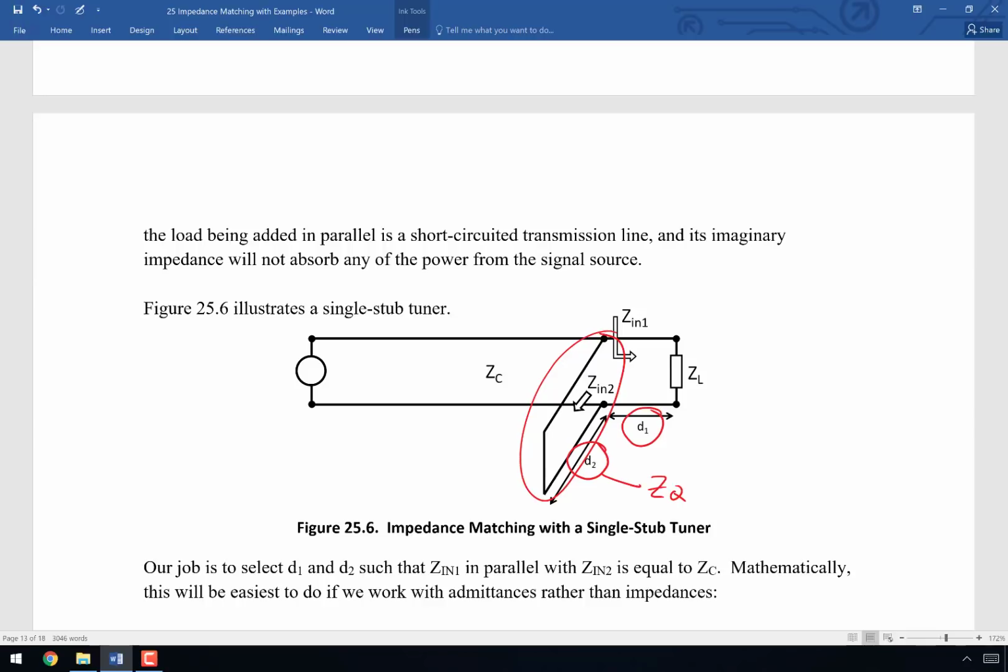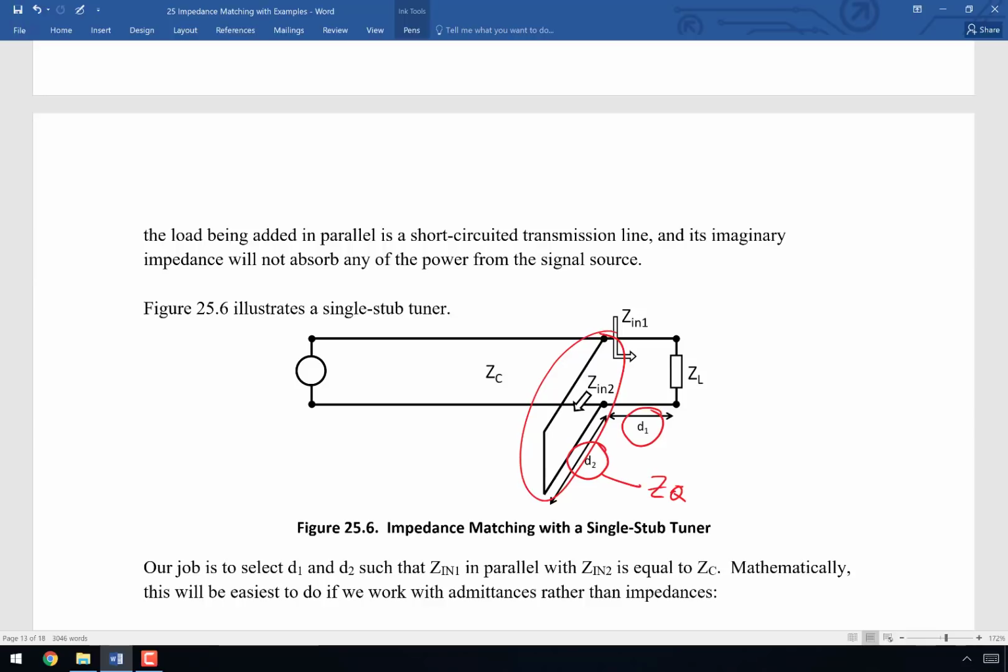We need to move back a certain distance, d1, so that the input impedance of that combination of Zq is going to match the characteristic impedance of the line. If all of those words were a little bit confusing, just remember a couple of things. We're going to move back d1. We're going to put in parallel a stub that's going to be short-circuited, and it's going to have a length of d2.